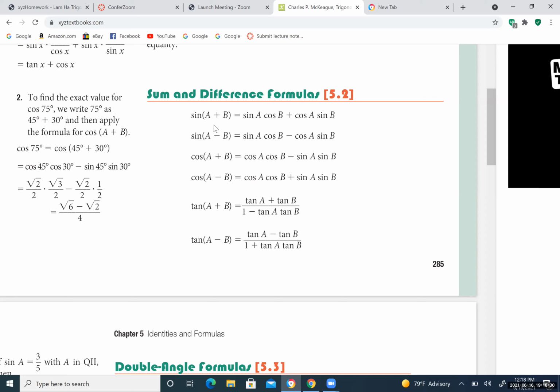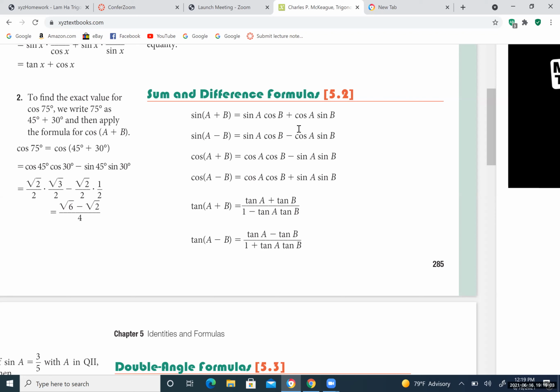So the formulas for the sum and the difference are as below. If you've got sine of A plus B, this will become sine A times cosine B, plus cosine A times sine B, and so on. You can read this by yourself too. Be careful with the angle, and follow the sign.